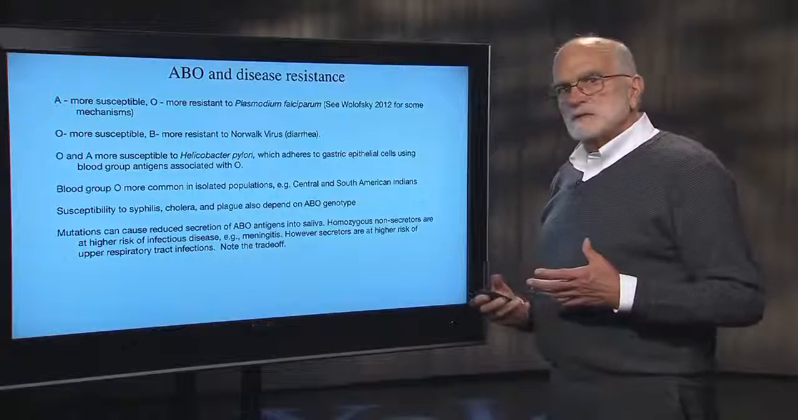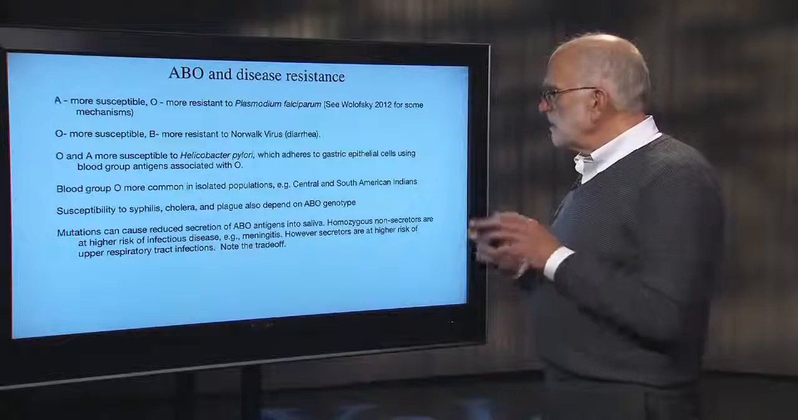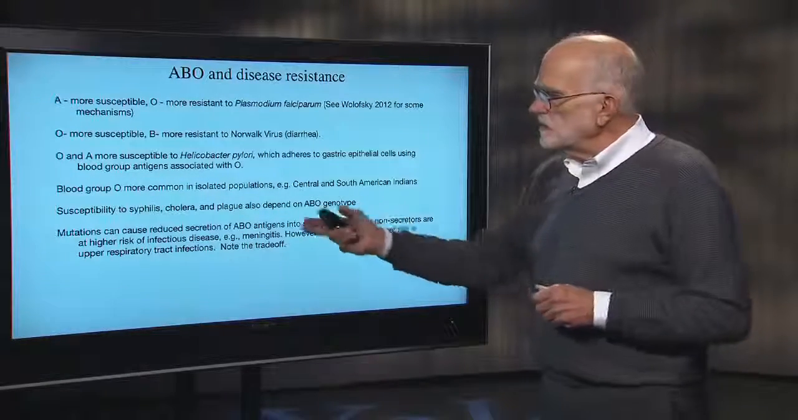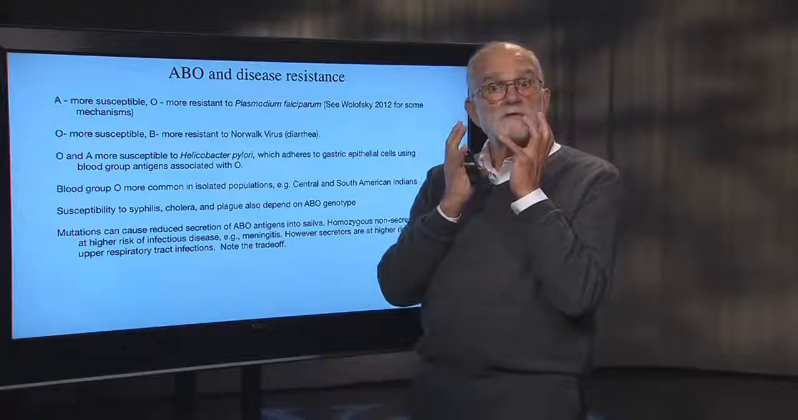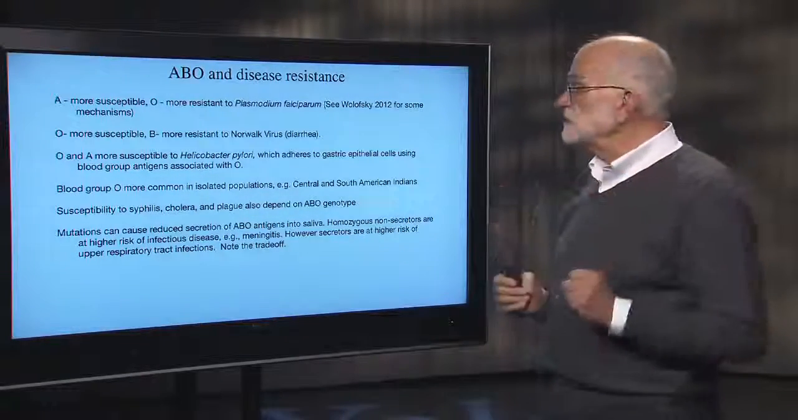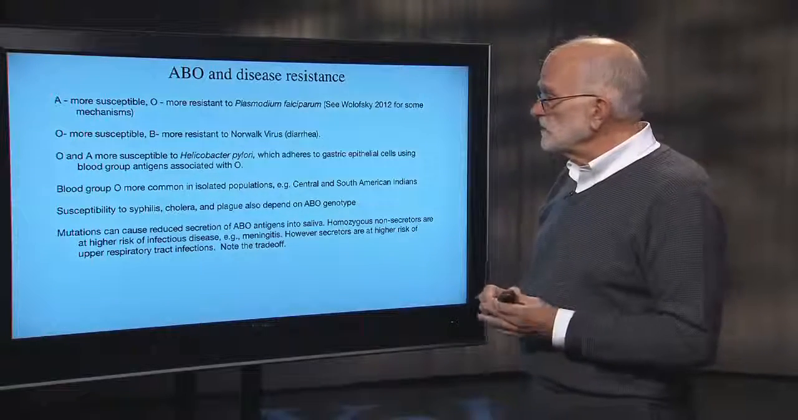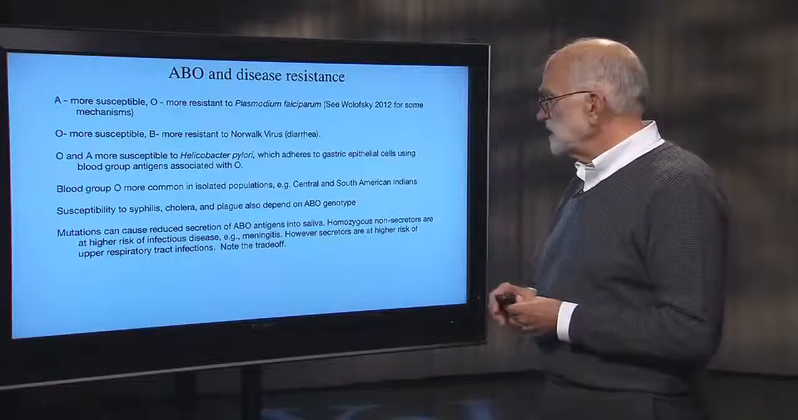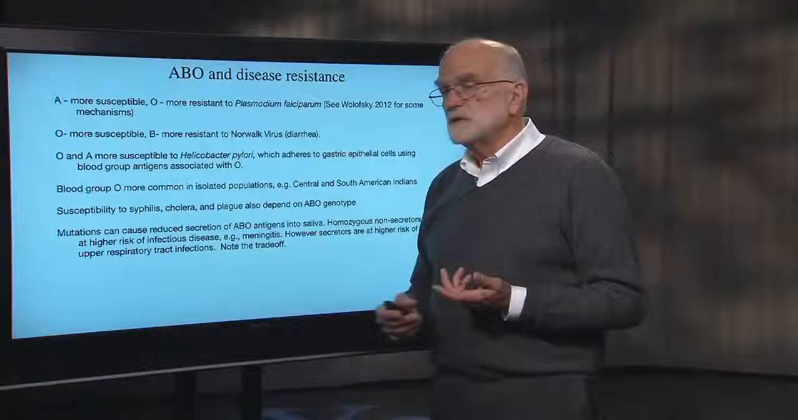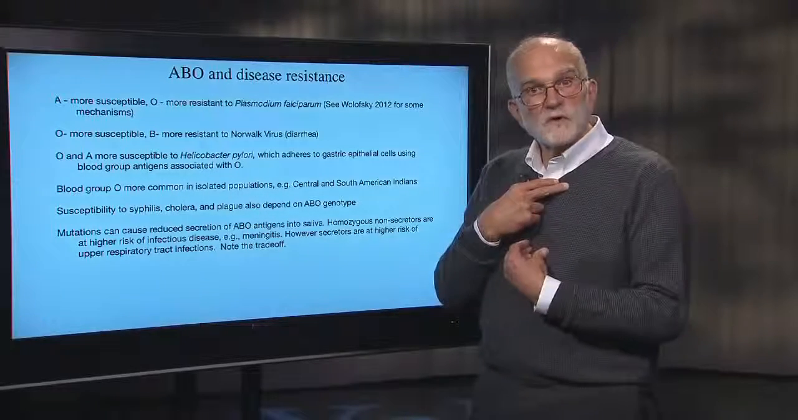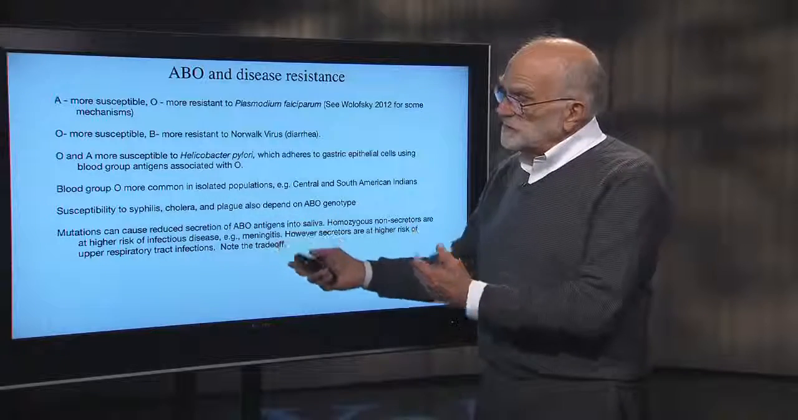Now, mutations can cause reduced secretion of ABO into saliva. And if you are a non-secretor, then you're at higher risk of various infectious diseases. This is kind of a front line of defense in our mouth against getting these pathogens. So people who don't secrete these antigens into their saliva are at increased risk of meningitis. But the people who do secrete it are at higher risk of having a cough or a cold or something like that, or bronchitis. So you'll see there's a trade-off here.